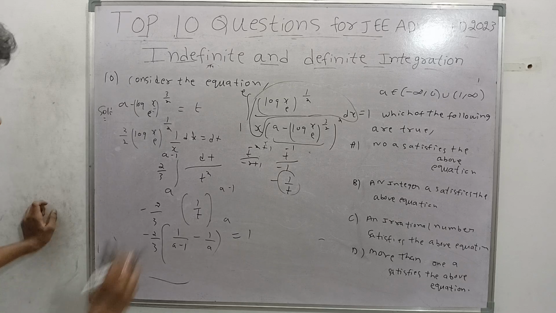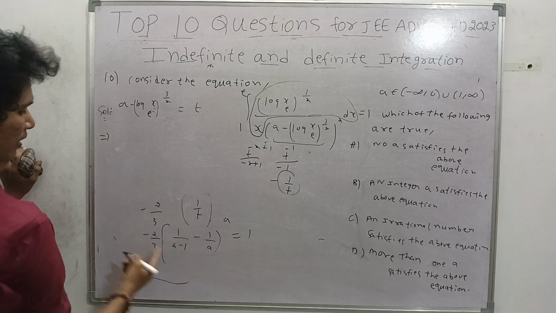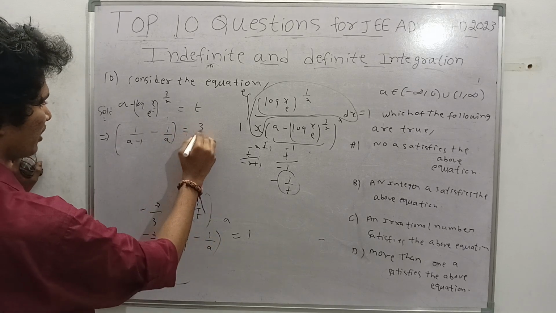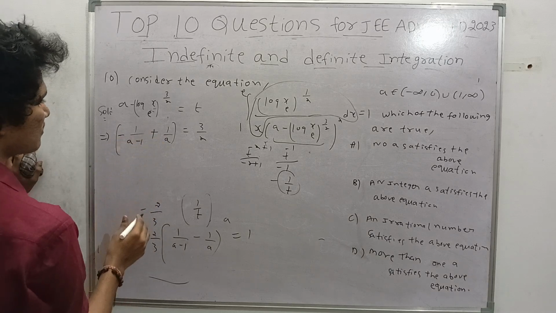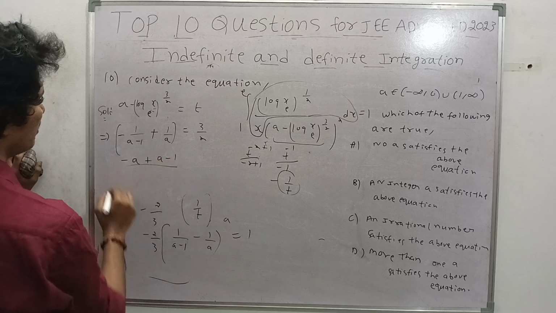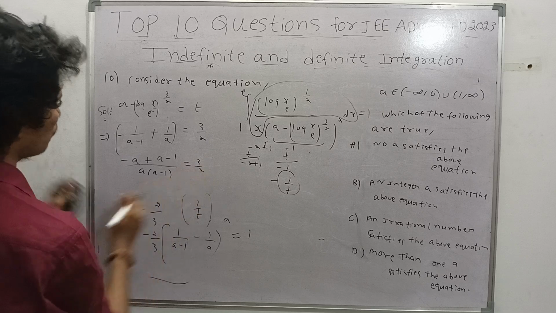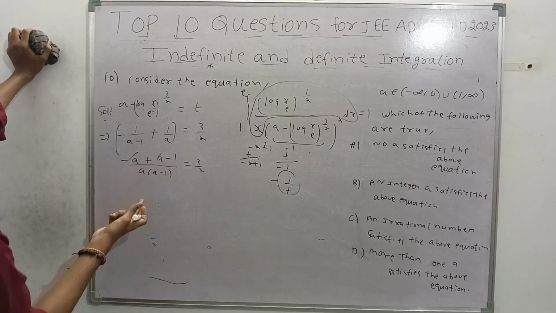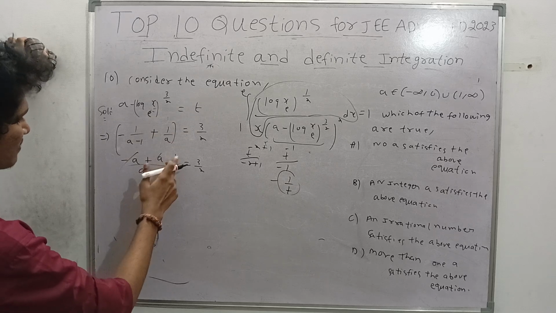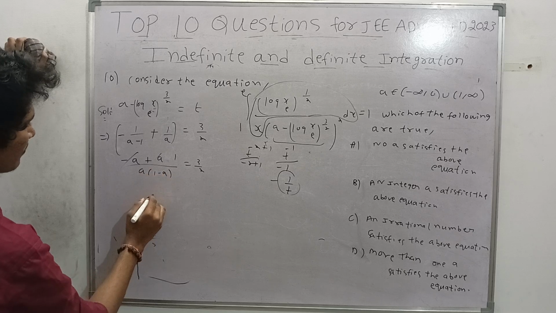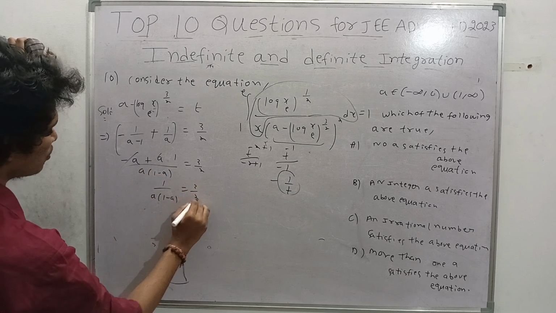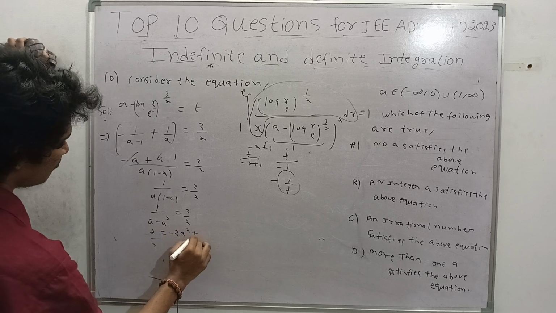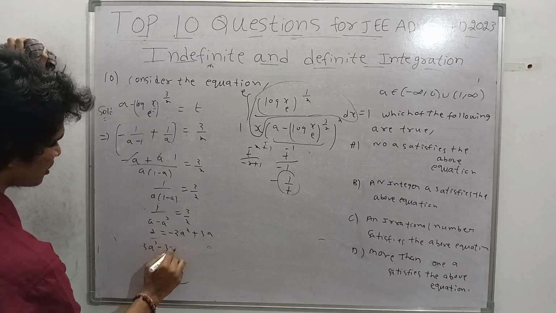Integration is completed. Now we just have to solve. When we shift to the right side, it will be 1 by a minus 1 minus 1 by a equal to 3 by 2. If you multiply by minus, it will be minus here and plus here. So I can take common, minus a plus a minus 1 divided by a into a minus 1 equal to 3 by 2. This is cancelled. Here I can shift the minus 1 to the downside, it will be 1 minus a. So 1 divided by a into 1 minus a equal to 3 by 2. So 1 divided by a minus a square equal to 3 by 2. It will be 2 equal to 3a minus 3a square. So it will be 3a square minus 3a plus 2 equal to 0.